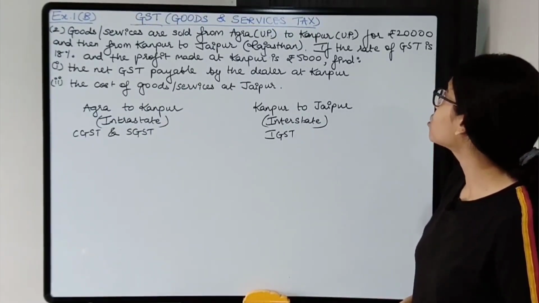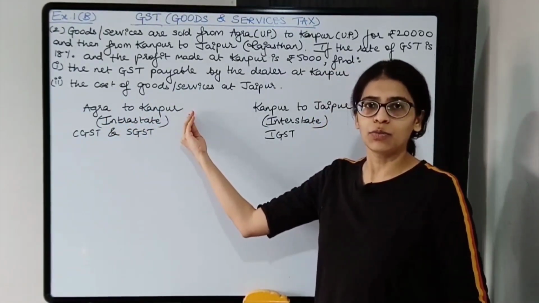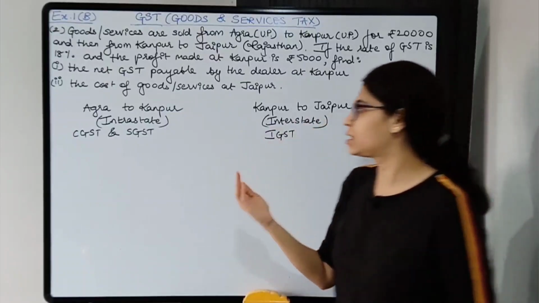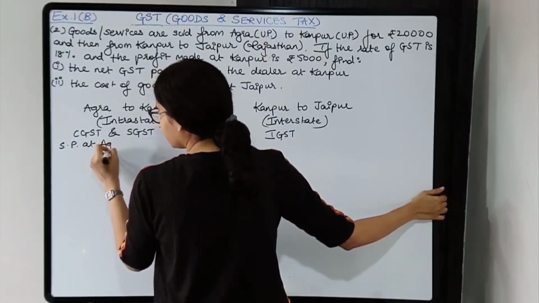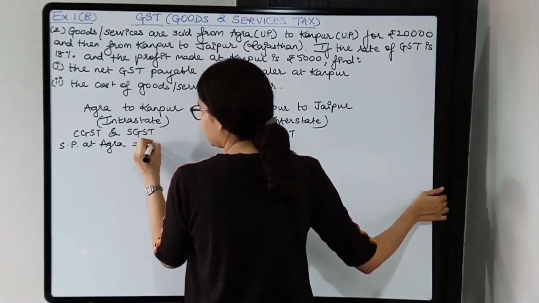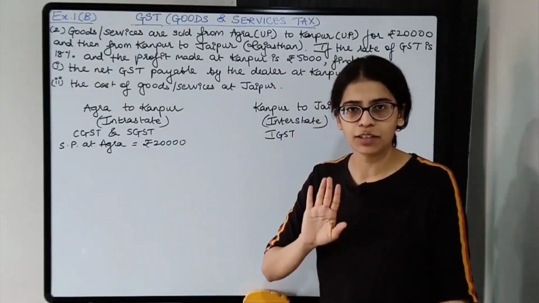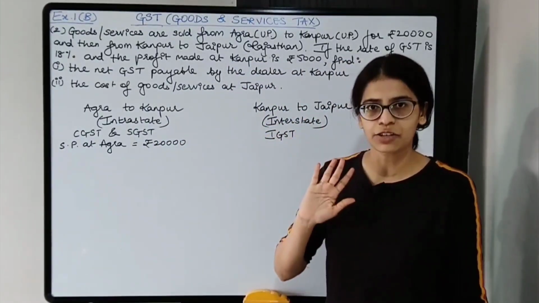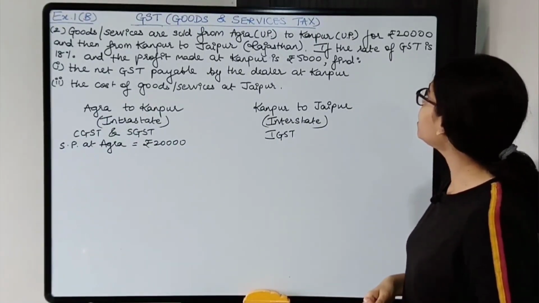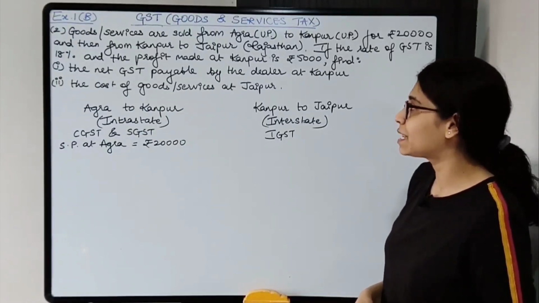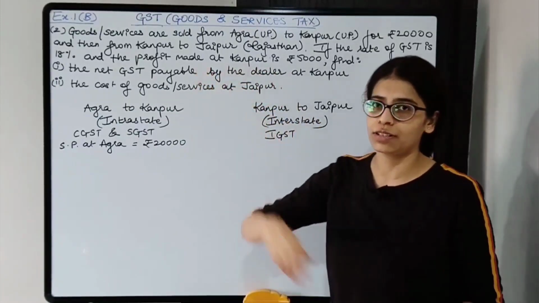Agra to Kanpur, it is sold for 20,000 rupees. Agra is selling to Kanpur for 20,000 rupees. So the selling price at Agra is 20,000 rupees. Kanpur is buying for 20,000 rupees plus GST extra. And then from Kanpur to Jaipur, the rate of GST is 18% and the profit made at Kanpur is rupees 5,000. We have to find these two things.